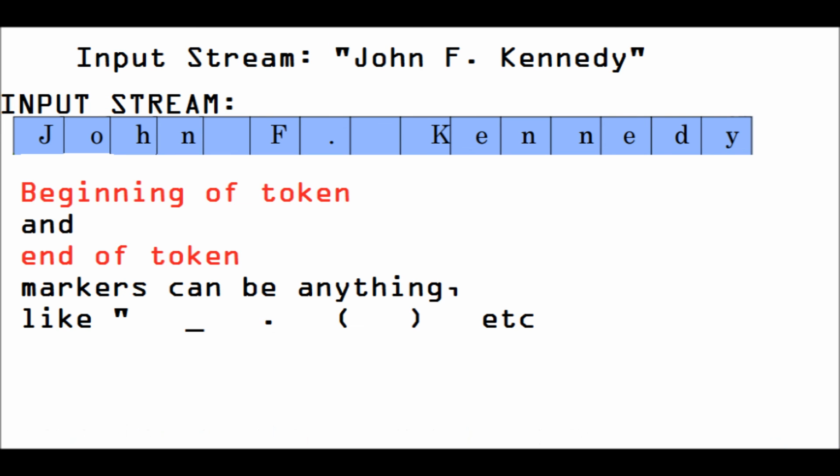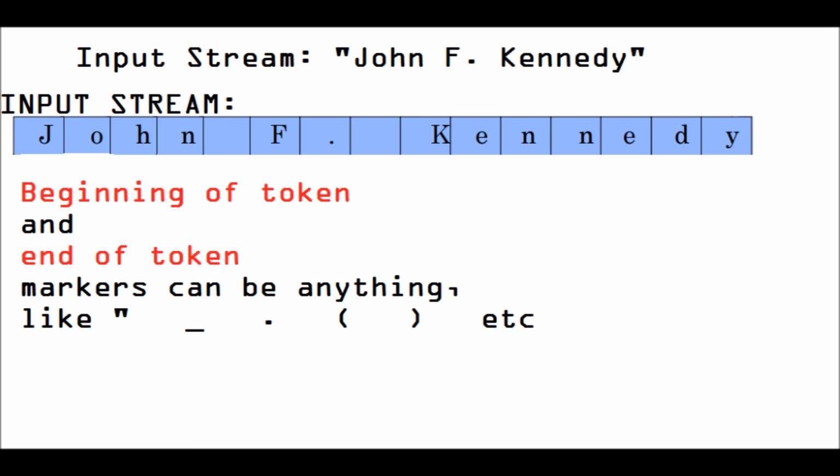So for this example, I said that the beginning of the word was a capital letter followed by a lowercase letter. But that whole beginning marker can be anything. It can be a quote mark, it could be a space, it could be a period, it could be a bracket, whatever you can think of, you can decide whether that's the beginning of the token. And the same thing goes for the end of the token. Anything can be the end of the token. You just have to tell the computer what.